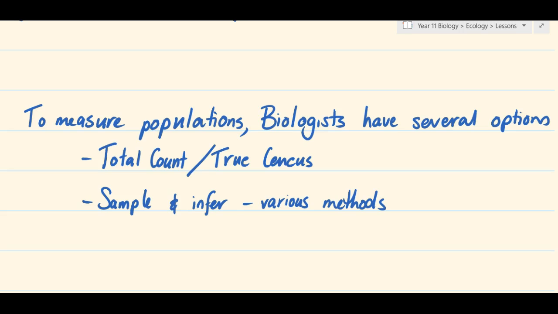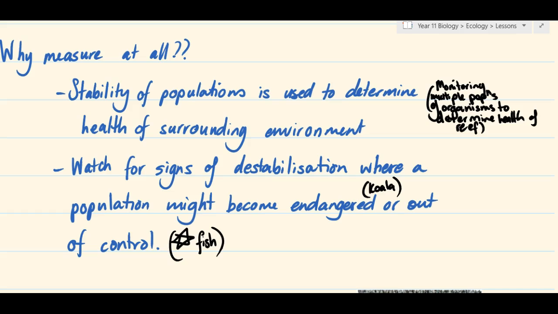So other ways to infer the size of a population is to sample them. And there are various methods that you're going to try out this week. Now you might ask, why measure at all? Well, number one, for a big picture, they actually use the stability of populations or the changes in them to determine the health of the surrounding environment.